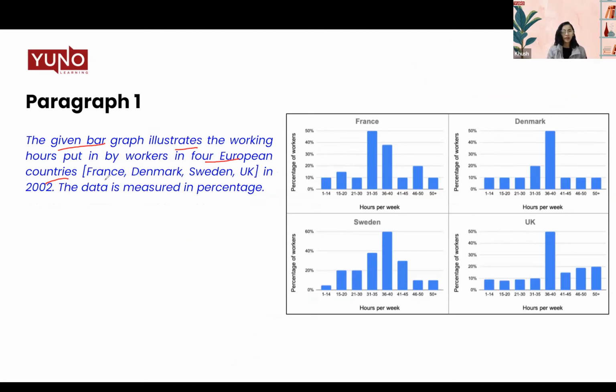You can, of course, go ahead and add this: France, Denmark, Sweden, UK. In 2002, the data is measured in percentage. So this is what we talked about, that how the data is measured. The data is given to you in percentage. This was not again mentioned in the question, but you can see it in the table. So you can go ahead and mention this. Let's move on to the overall.